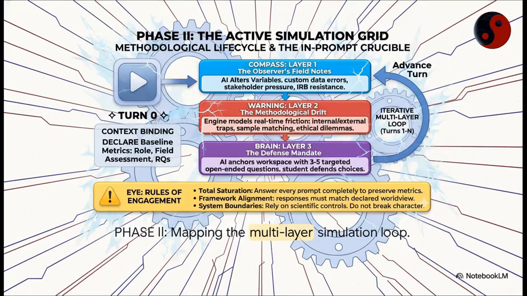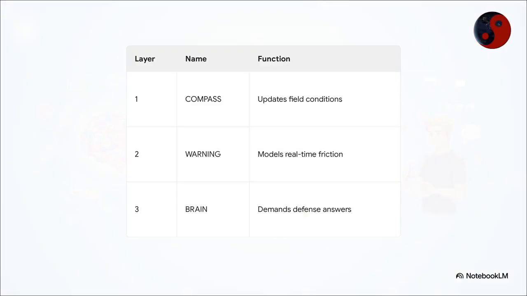Rather than a casual back-and-forth chat, the AI processes your inputs across 3 separate layers, all at the exact same time. The environment will literally freeze, absolutely preventing you from advancing to the next turn until you've adequately addressed all 3 layers of the simulation. Let's break those layers down.